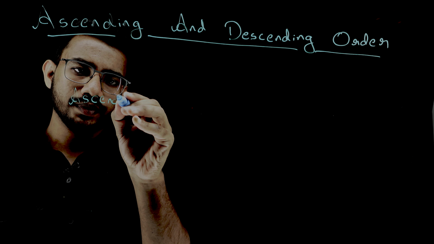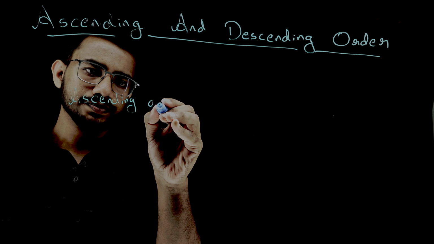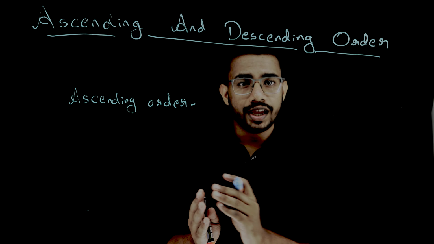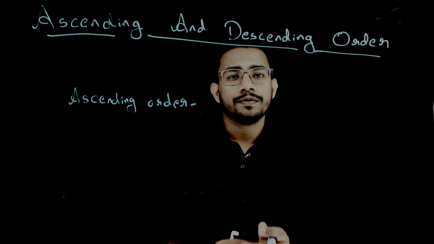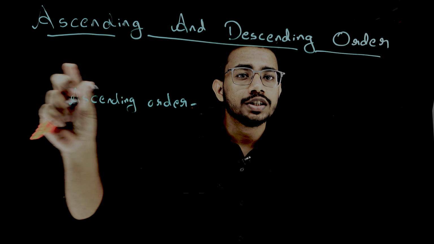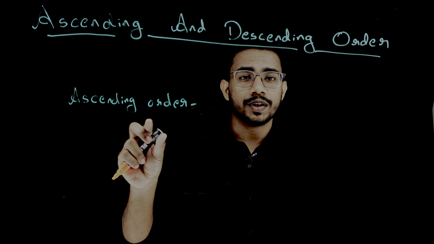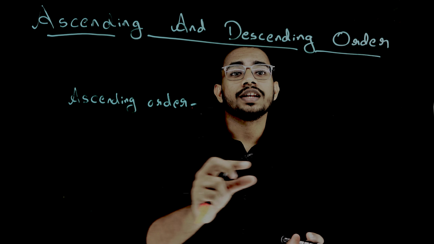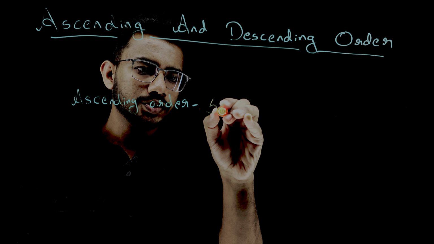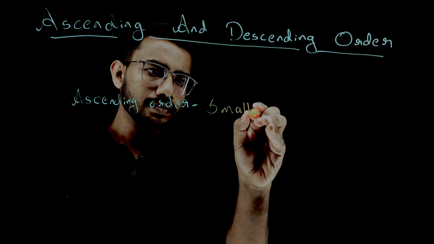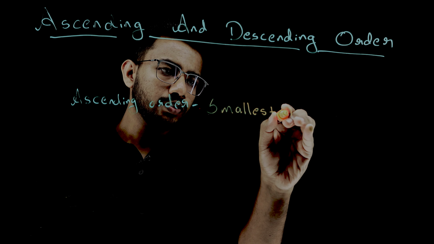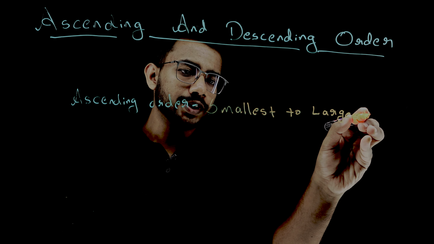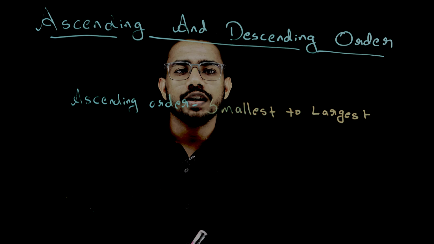Ascending order means we have to arrange a couple of numbers from the smallest one onwards to the largest one. That means smallest to largest number. We have to arrange that couple of numbers from the smallest number to the largest number.